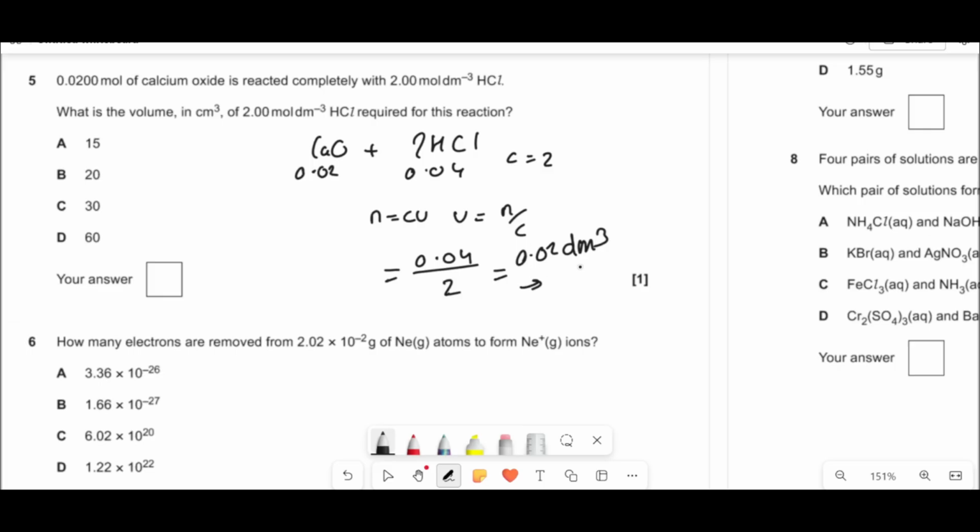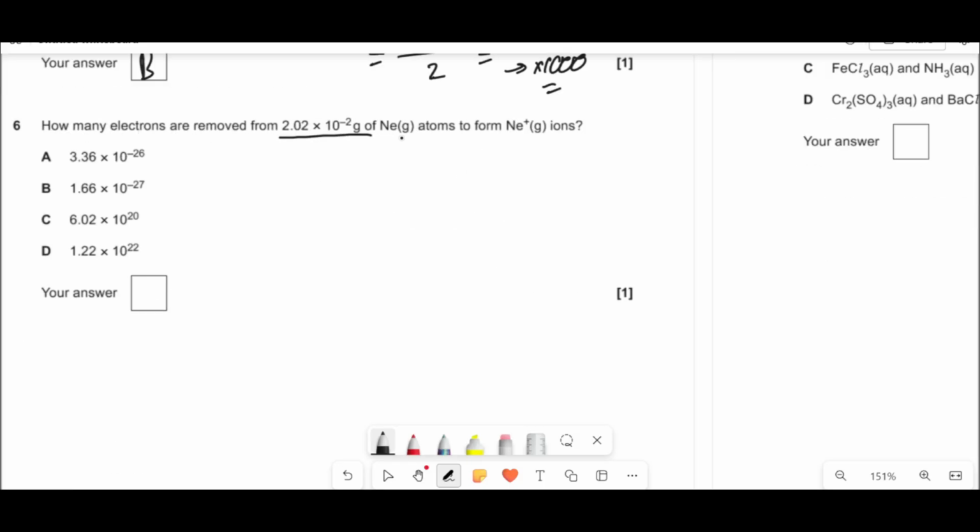So then to convert that to centimeters cubed, you times it by 1,000, which gives you an answer of 20, so it's B. Now it says how many electrons are removed from this many grams of Ne to form Ne gas. So again, quickly sketch out what's happening. Ne gas becomes Ne plus gas plus e minus, right? So it says how many electrons.